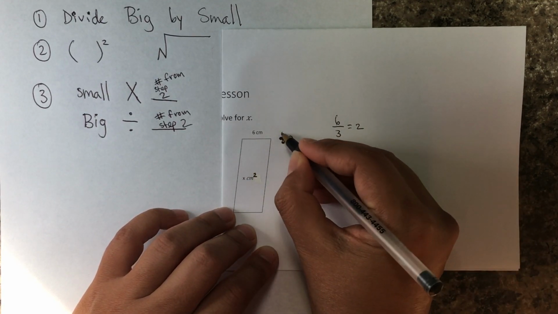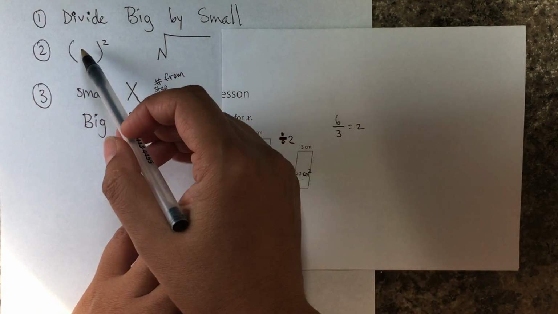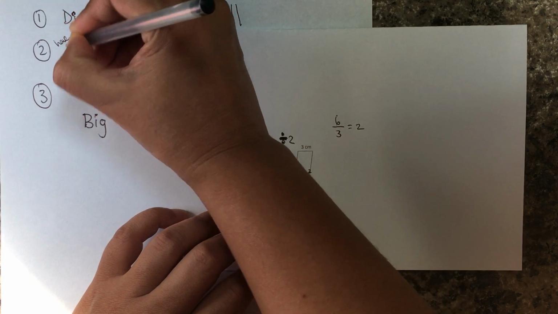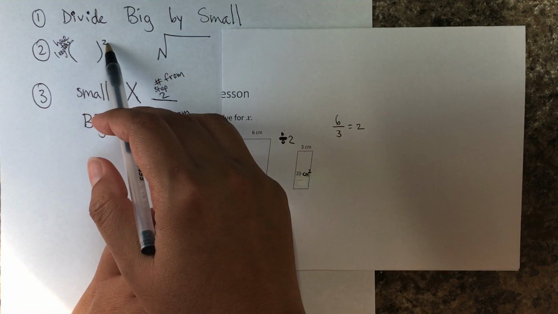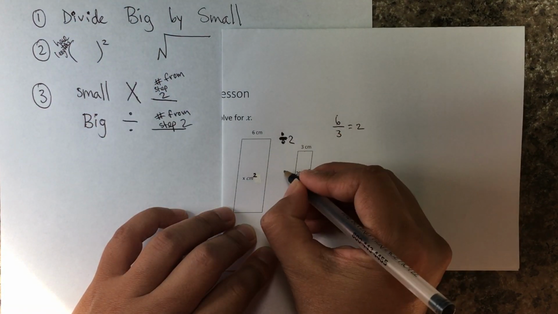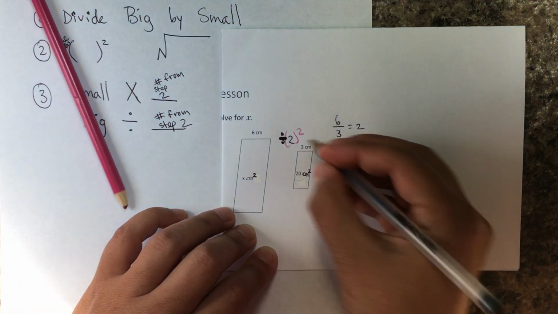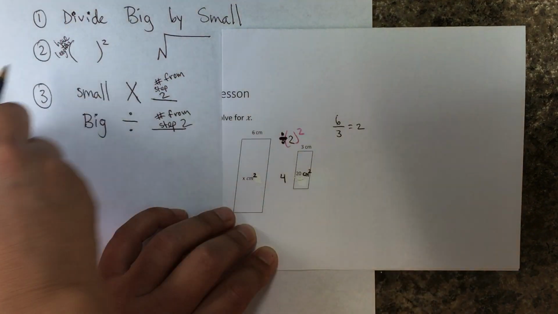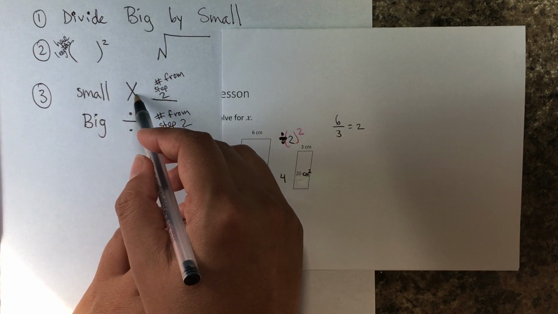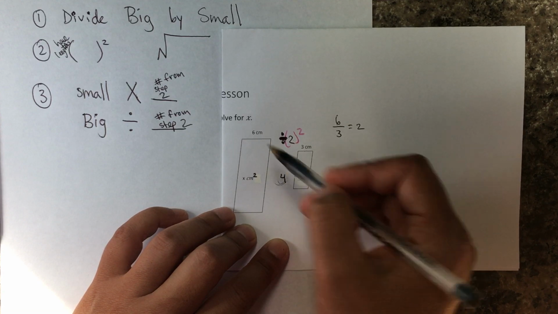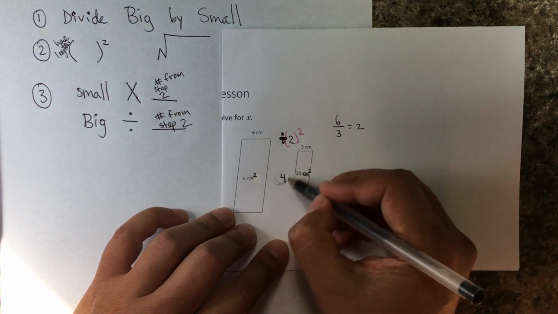And so, because we divided, or actually, this is going to help us to clear that more. Since we have length, then we're going to take the square of that number. So we square the 2, and 2 times 2 is 4. Finally, if what we have is the small one, we're going to multiply by the number that we found in step 2. But if we have the big value in the area, we're going to divide by this number.